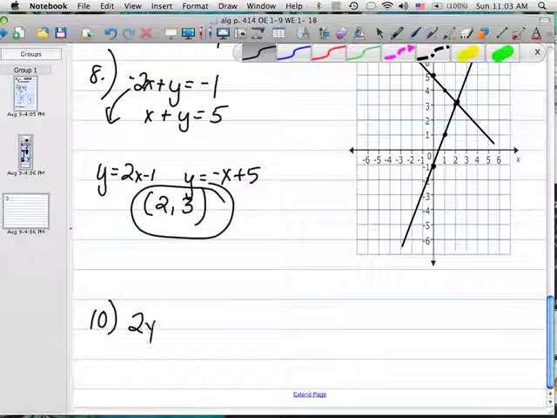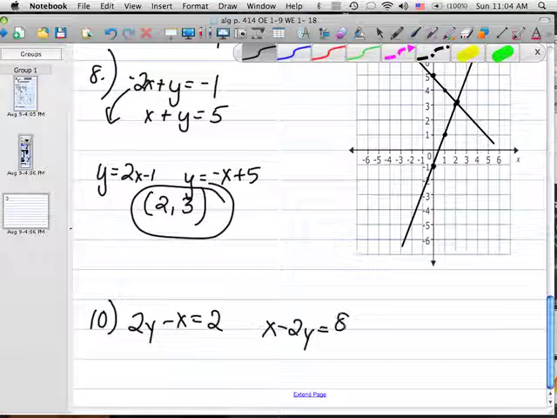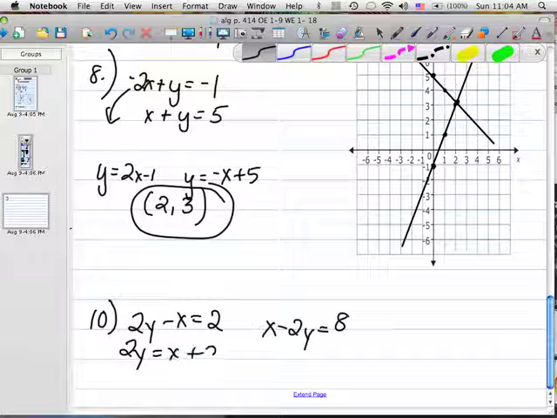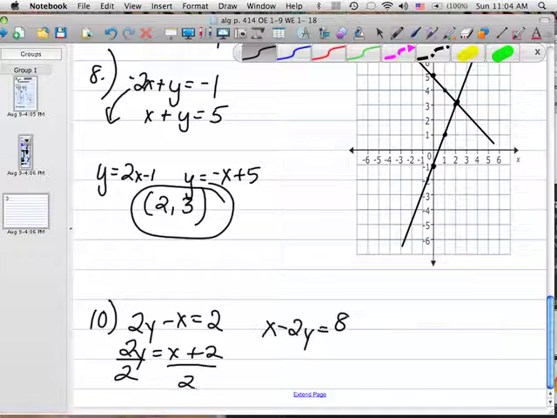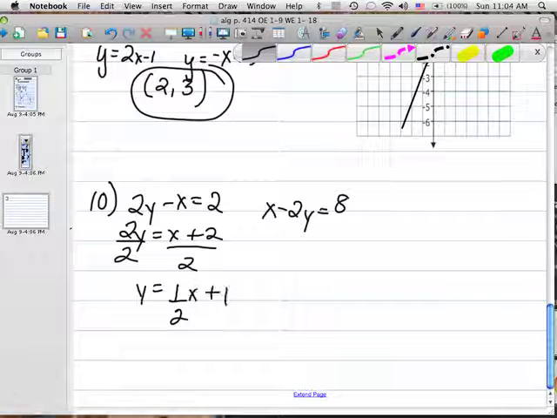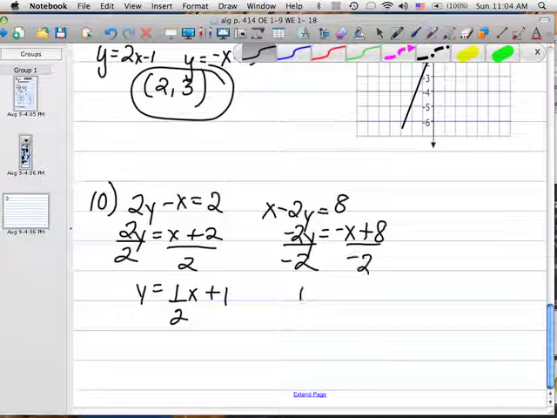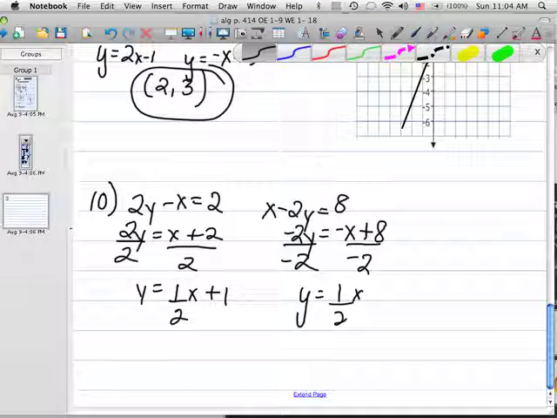We have 2y minus x equals 2 and x minus 2y equals 8. Solving for y, we get 2y, add x to both sides, equals x plus 2, divide by 2, and we have y equals 1/2 x plus 1. The second one, subtract x from both sides, we get negative 2y equals negative x plus 8, divide by negative 2, and we get y equals 1/2 x, since negative 1 divided by negative 2 is 1/2. 8 divided by negative 2 is negative 4.